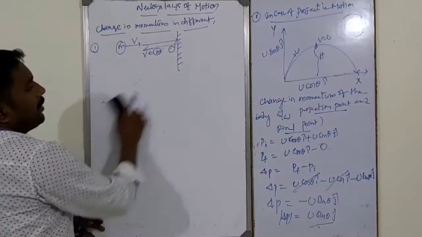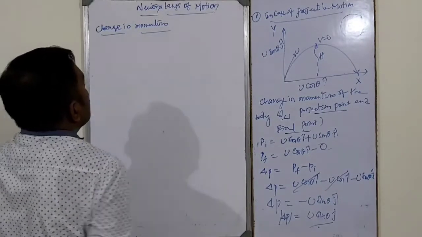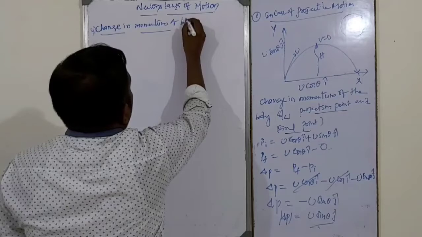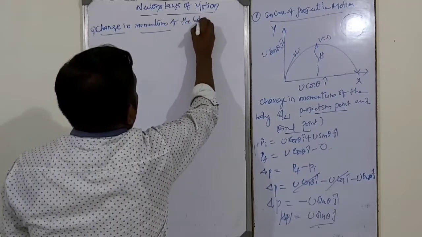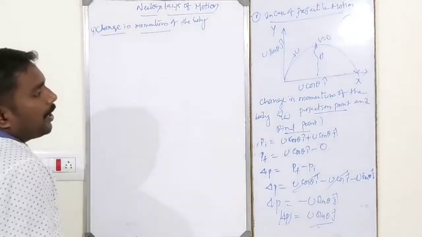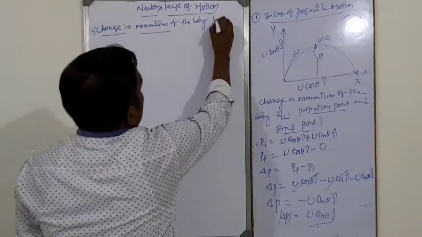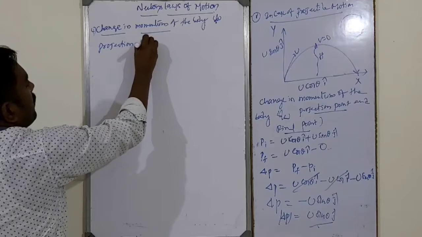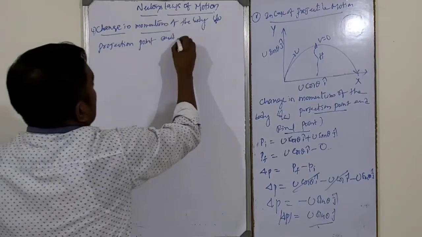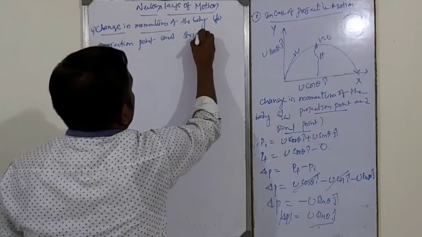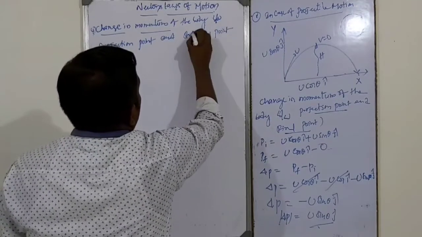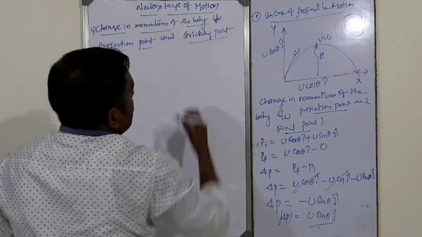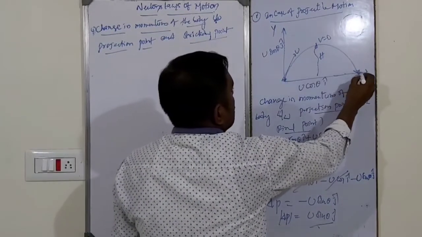And next one is the change in momentum of the body of a projectile between the projection point and the striking point. Like this is the projection point and this is the striking point.